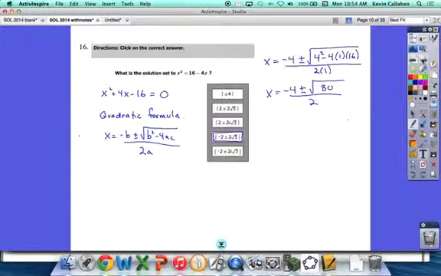Remember, what do you have to do to a problem like this, though, before you use the quadratic formula? Everything's got to be on one side, 0 on the other. It's got to be standard form equals 0. I mean, the formula sheet actually shows that. It says ax squared plus bx plus c equals 0, and then there's the quadratic formula.